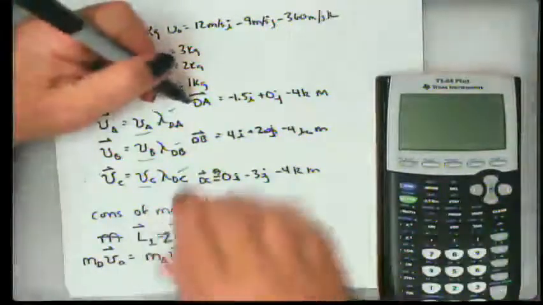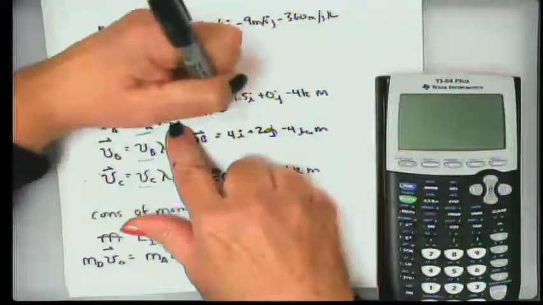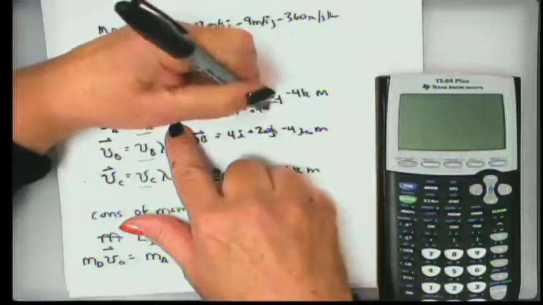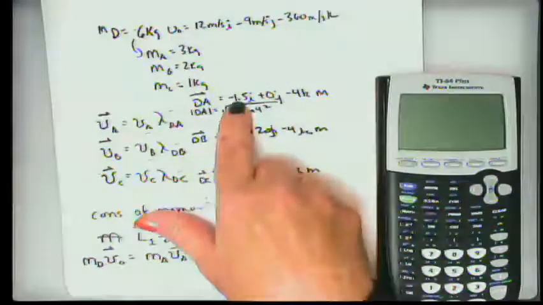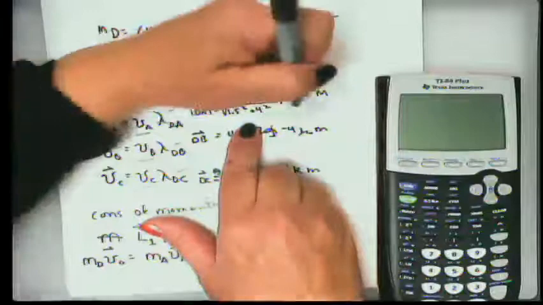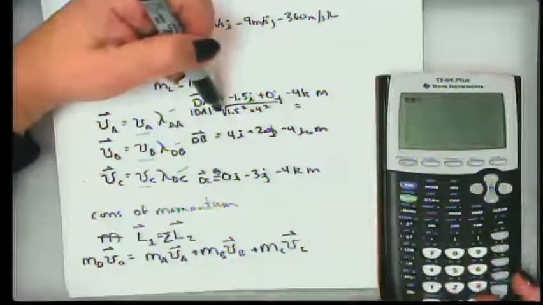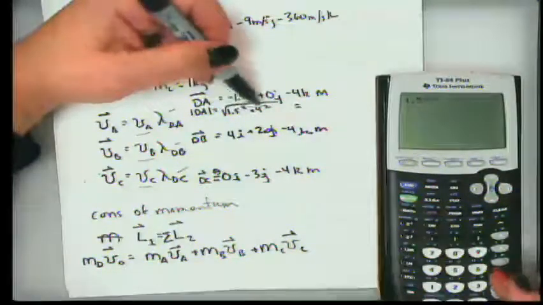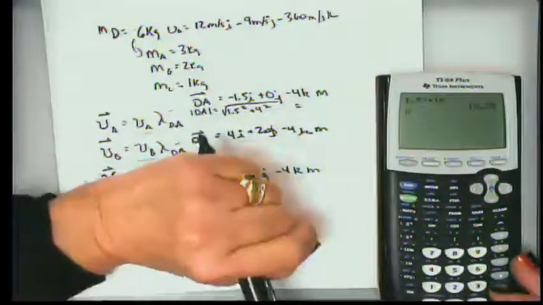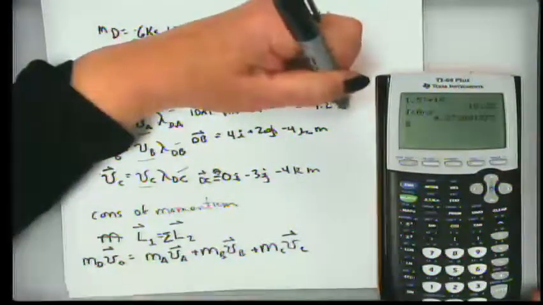To find lambda, after we write our vectors, we need to find the length of each of those vectors using the Pythagorean theorem. And if you remember, when we square a number, negative 1.5 is still a positive, so I've just dropped my signs for convenience. If I take 1.5 squared and add it to 4 squared, which is 16, take the square root of that number, I will get the length of dA, which is 4.27 meters.